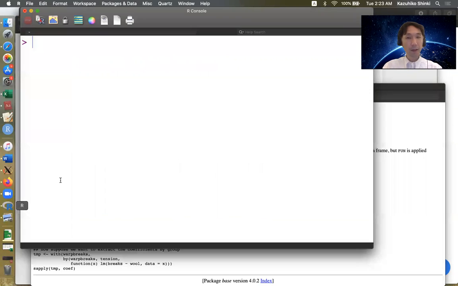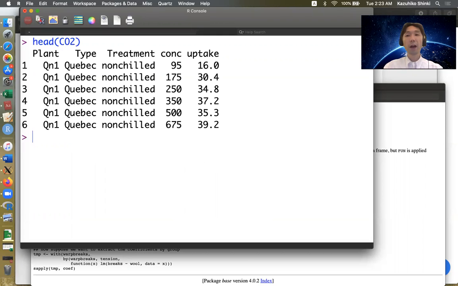Okay, so think about summarizing data by some categorical variable. For example, for US nationwide data, we want to get the sample mean for each state or something like that. And we use the CO2 dataset in R. The CO2 dataset is this. We have 5 variables.